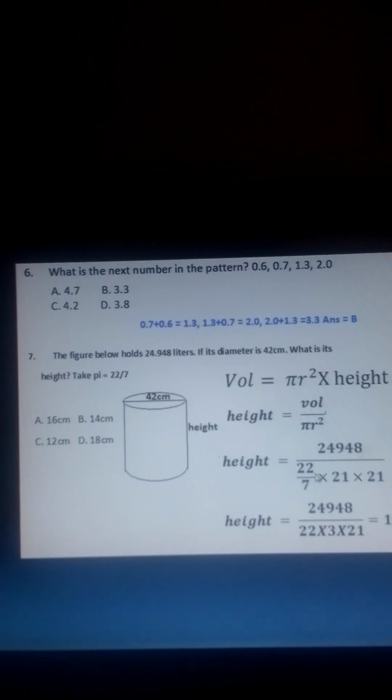It is pi times radius times radius. Okay, so you can see 7 goes here once, 7 goes here 3. So we have 22 times 3 times 21 that way. So when you work out this one, this divided by this, you'll get 18 centimeters. And that is the answer. That is the height of the cylinder. So the answer is D. Let's go to question 8.